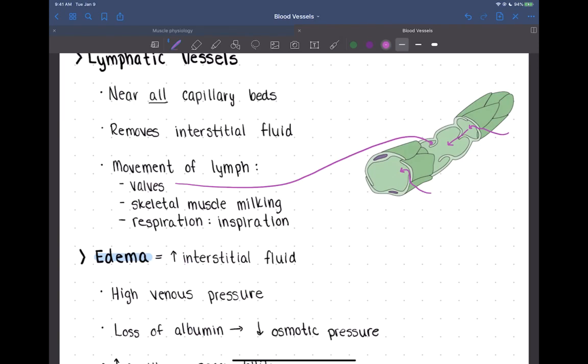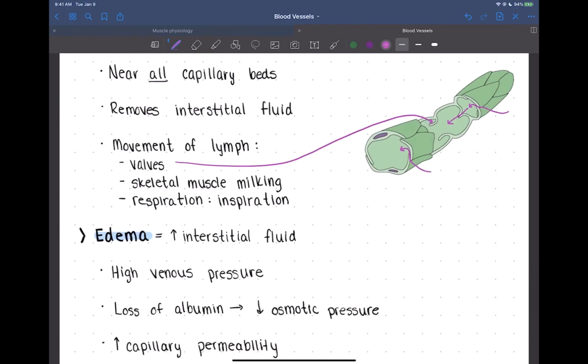And these lymph vessels also rely on skeletal muscle milking, all right? So that's why if you stand on your feet a lot, maybe you're not walking around, you're just standing, for work or something, you might experience edema or swelling of your feet. That's because that fluid is accumulating in your lower extremities, and if you're not walking around, you don't have that skeletal muscle milking to help move that fluid upwards towards the subclavian vein where it's added to the blood.